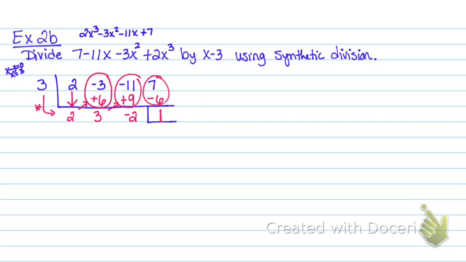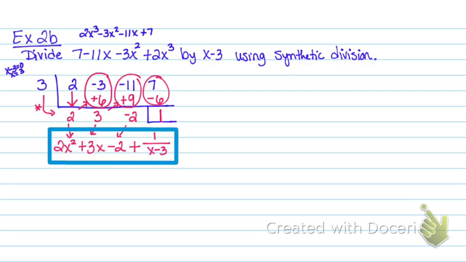Alright, so my problem started with x cubed. So what's my answer going to start with? x squared. It's always 1 less. So that means here's my first coefficient. So I have 2x squared plus 3x minus 2. And then I have plus, what's my remainder? 1 over what we divided by, which was the x minus 3.